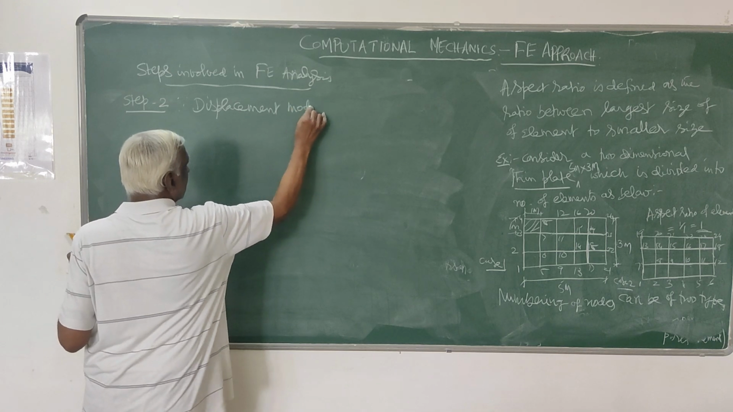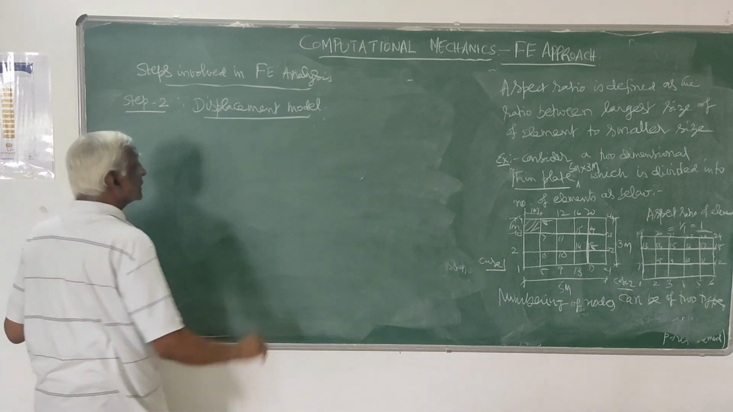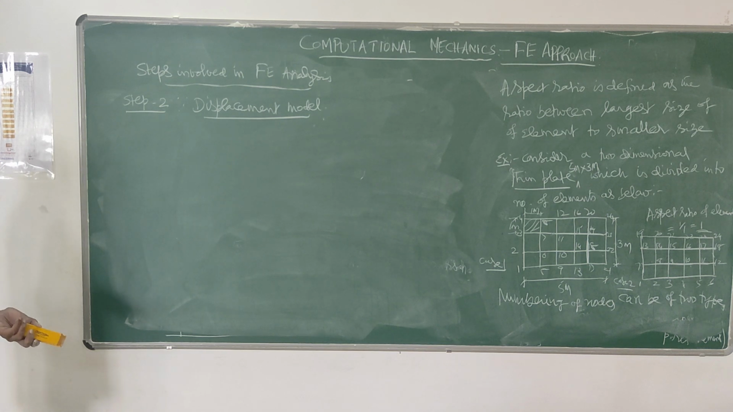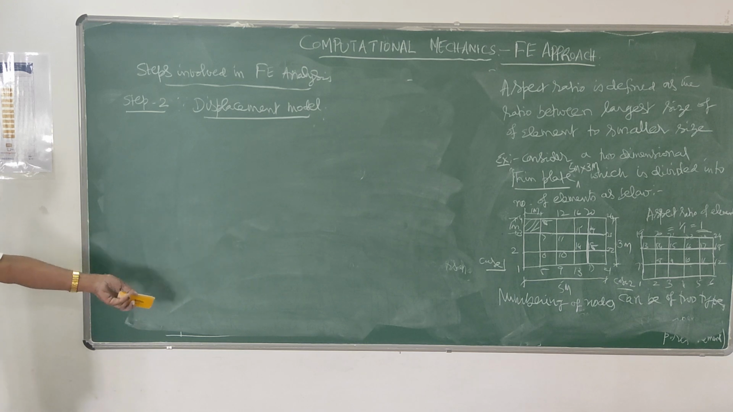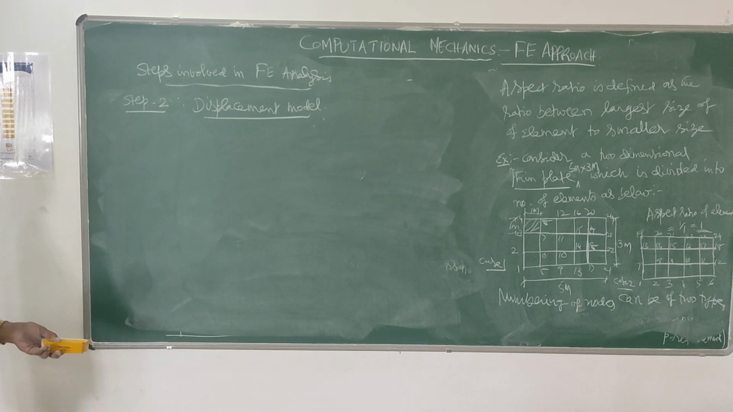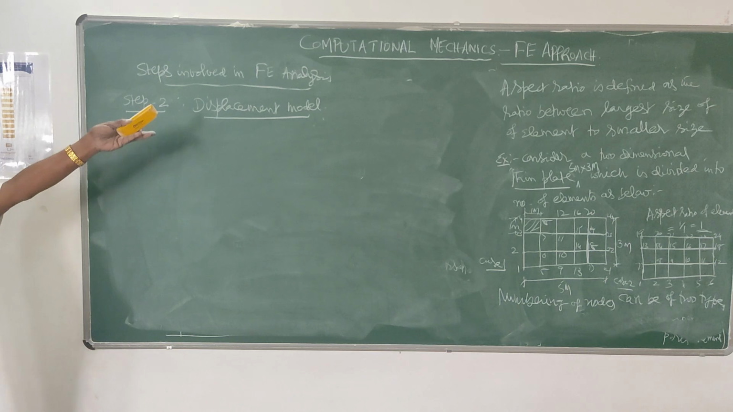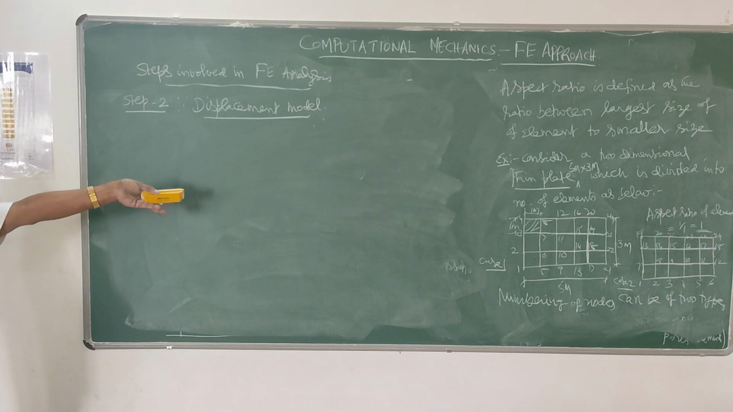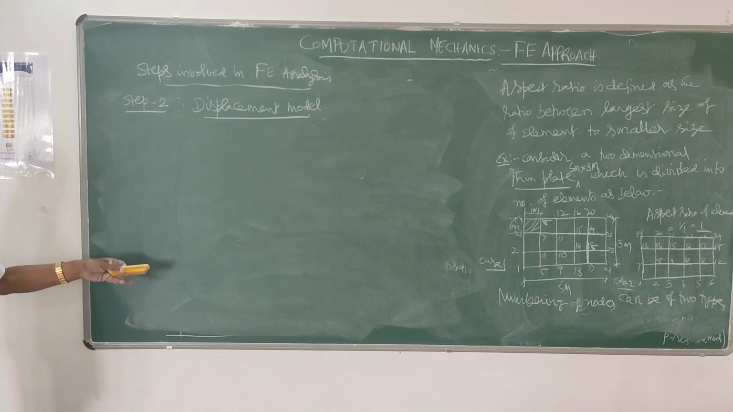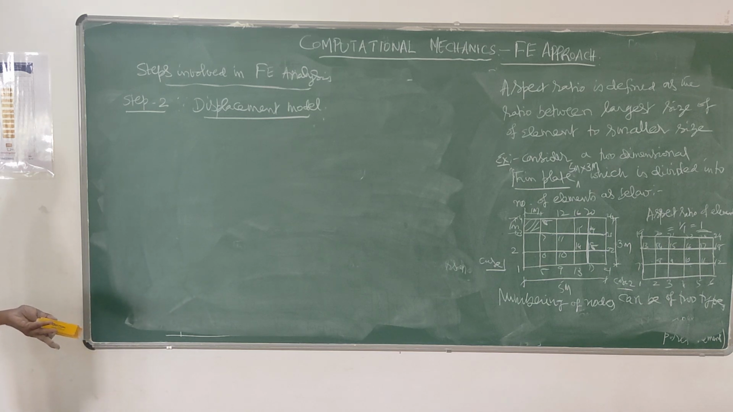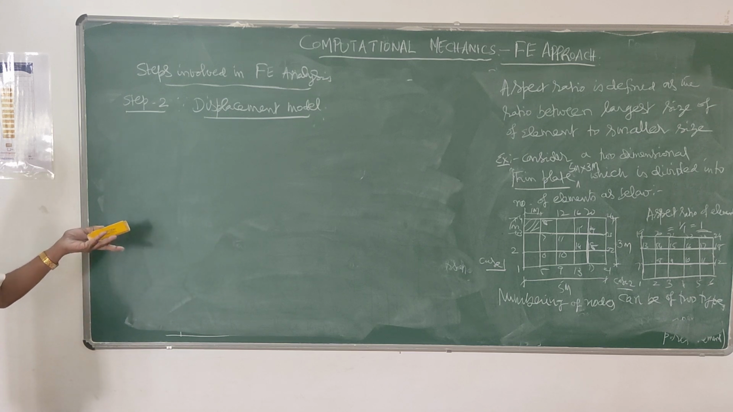Displacement model. That is step 2 of finite element analysis. Because I told you we are selecting at each node the unknown of the problem. The unknown of the problem is called field variable. In structural mechanics, the field variable, as I already told, is displacement. And of course, slope is the first partial derivative of the displacement. That's called slope.